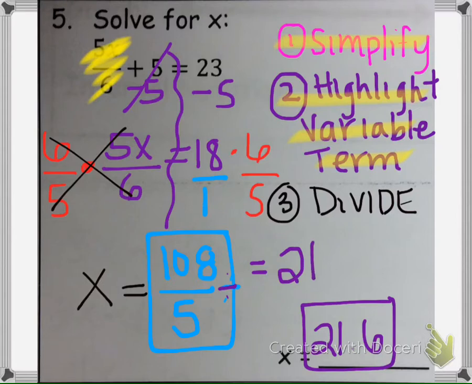as well as if we wrote 21 and 3/5, that would also work. So that's 3 different ways to write our solution for x. They all have the same exact value.